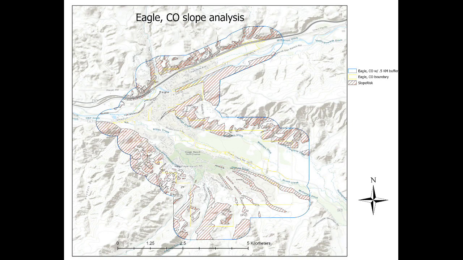The area in red hash marks are visual groupings of the two top slope risk areas. Notice the extensive groupings around Eagle Ranch community.